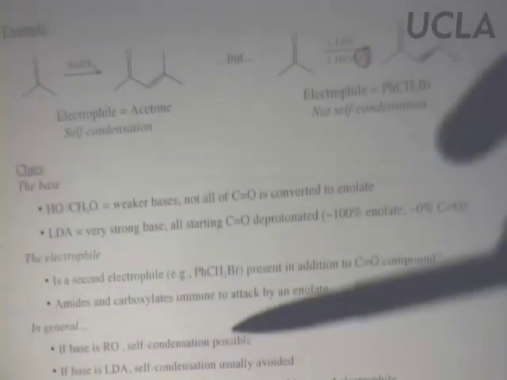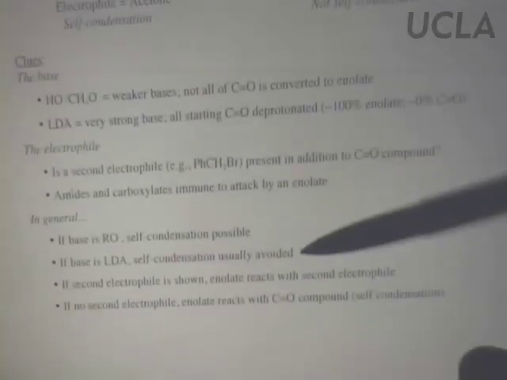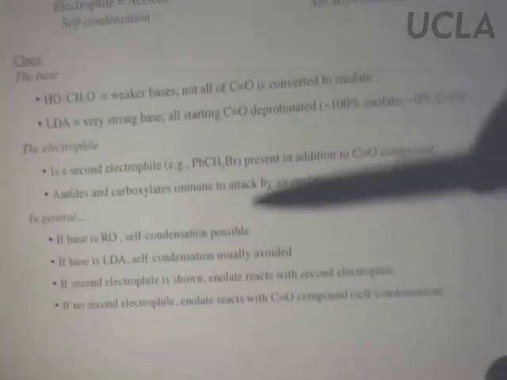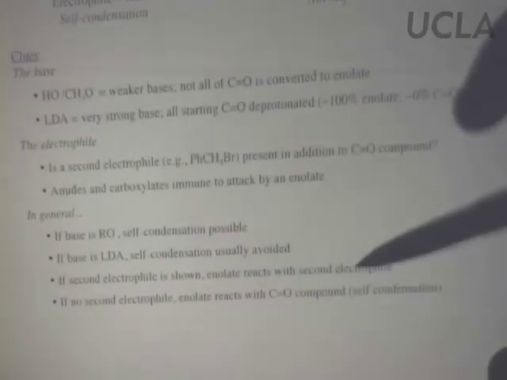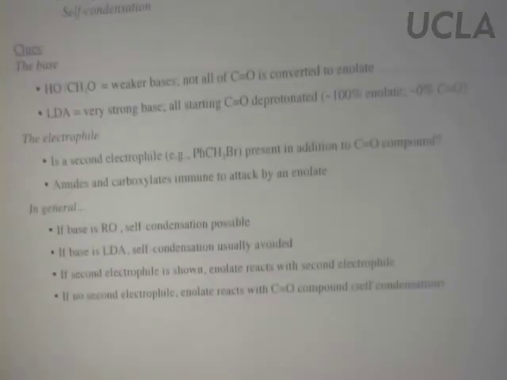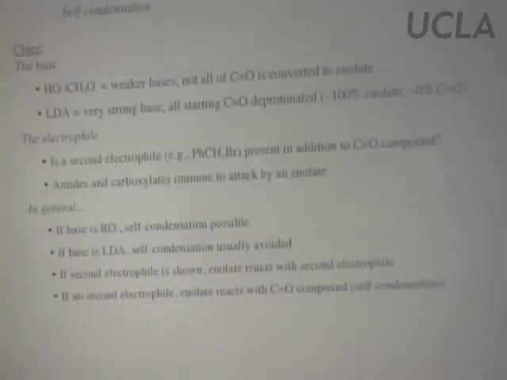All right, so in general, if the base is RO-, self-condensation is possible, and it's very probable it happens frequently. If LDA is the base, self-condensation is usually avoided. RO-, not very much enolate. LDA, essentially 100% enolate. If the second electrophile is shown, then our intention is to react with the second electrophile. Otherwise, our intention is to do self-condensation. So that's at least how we can control it on paper. Again, in the laboratory, there can be real issues with it, but on paper, we're going to assume we have that control.